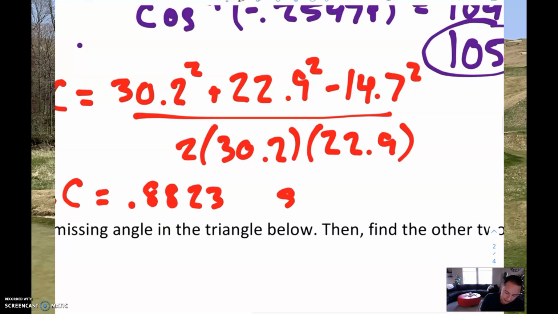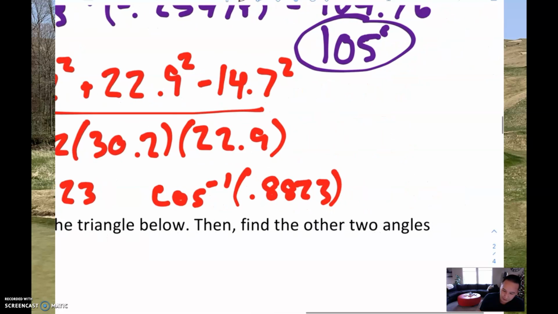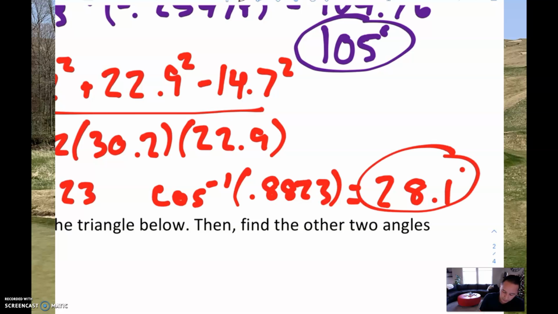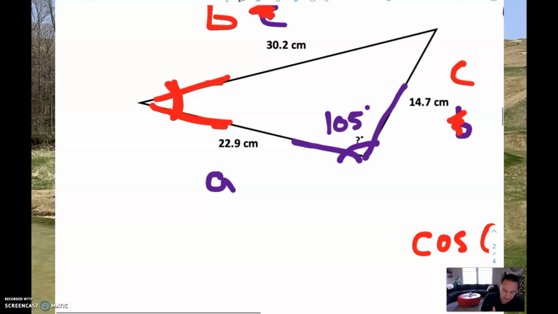And if we take the inverse cosine, not sine, if we take inverse cosine of 0.8823, that leaves us with 28.1 degrees. So this angle over here would be 28.1 degrees.